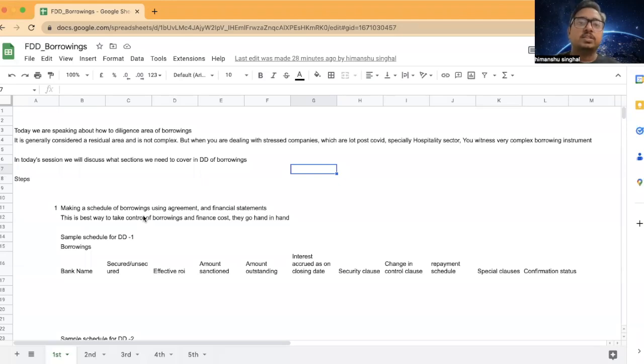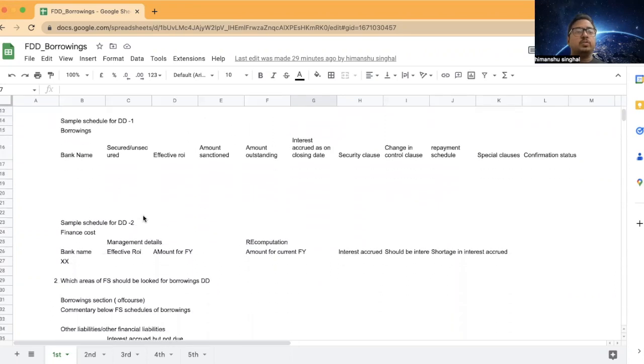Today we are starting our series, area by area, and we are discussing borrowings. Borrowing is, in our audit, not considered a very important area; it's a residual area. Now in FDD, it can get quite complex depending on whether the company is stressed and has complex borrowings, particularly post-COVID, when there are a lot of stressed companies and they obtain complex borrowing instruments. Today, we'll start with how to research the borrowings, and in the subsequent videos, we'll cover the advanced topics.